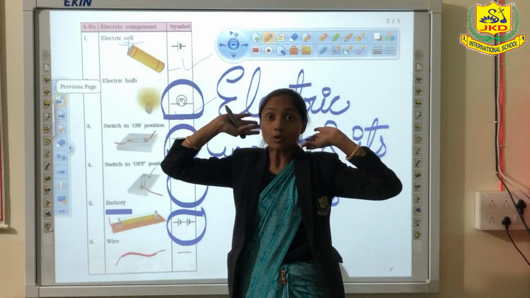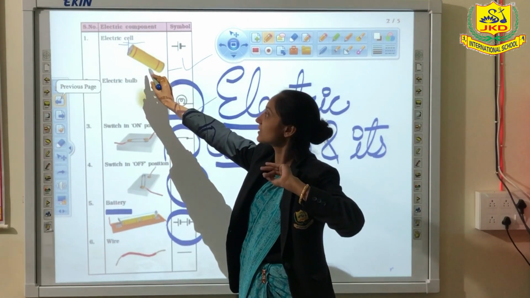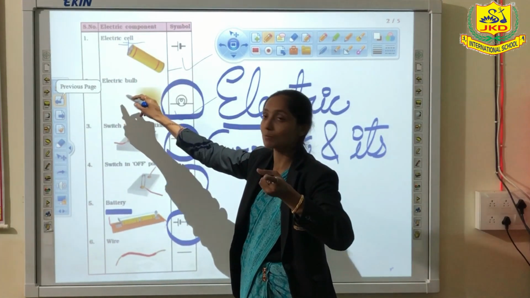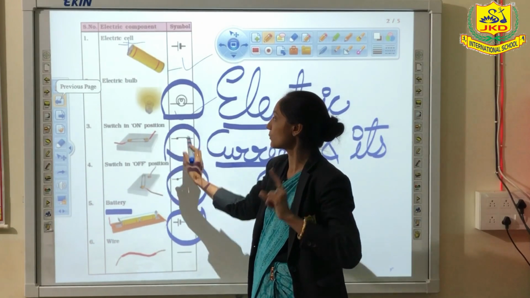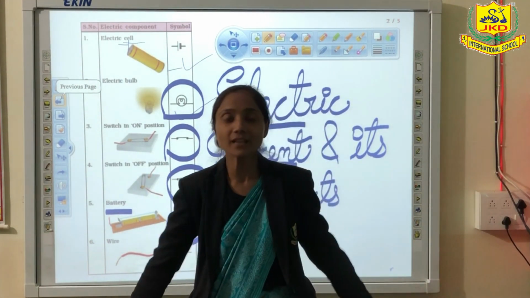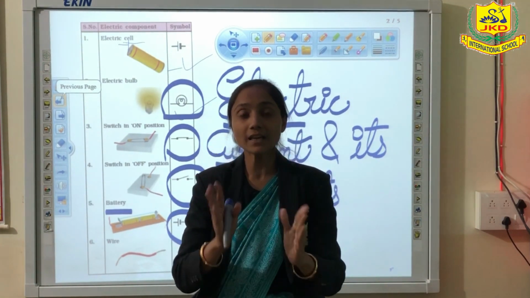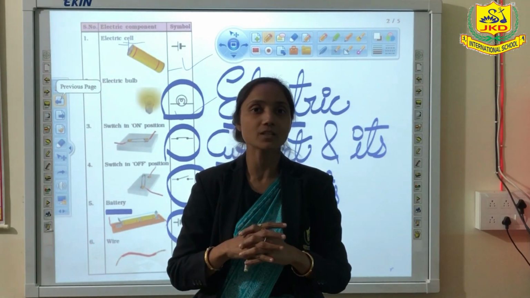Before going through the textbook, you have to identify what an electric cell is and its symbol, what an electric bulb is and its symbol, switch on position, switch off position, battery and wire. So I think you have a clear idea about this lesson and the equipment needed in a common circuit.